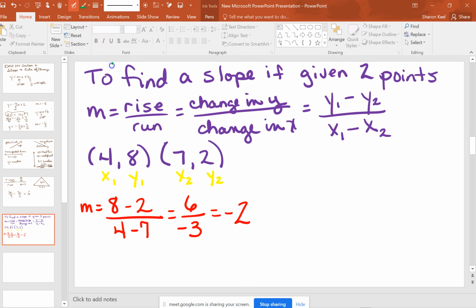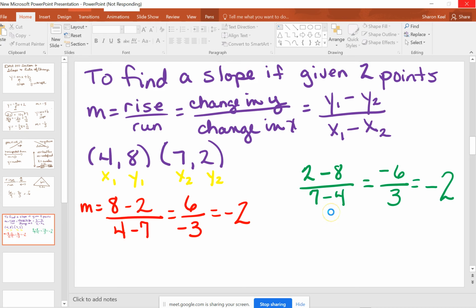Now I'm going to do the exact same problem, but in this case, I'm going to do it the way the book labels with y2, y1, and x2, x1. I just want you to see you're going to get the same answer. So if I start with the second ordered pair, I'm going to have 2 minus 8. And then starting with the 7, I would have 7 minus 4. 2 minus 8 is -6. 7 minus 4 is +3. And -6 divided by 3 is also -2. So as you see, we're getting the same answer for both of these. Both of these are giving me a -2 for my solution.